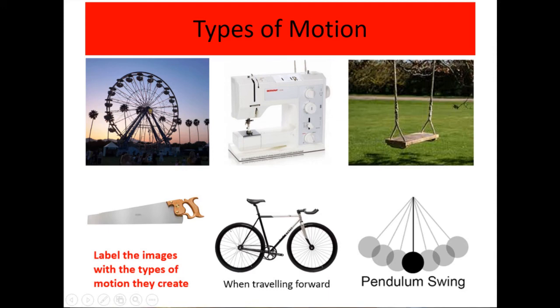You've got the saw. Again, backwards and forwards, that is reciprocating motion. The bicycle's a bit of a funny one, because you can actually get two types of motion on it. You've got the wheels going round and round, which give you rotary, and then you've got travelling forwards in one direction, which gives you linear. And then, just to reiterate the difference between oscillating and reciprocating, you've got the pendulum swinging. Hopefully that summarises the different types of motion for you, and I'm hoping you're following along and can understand at this point.